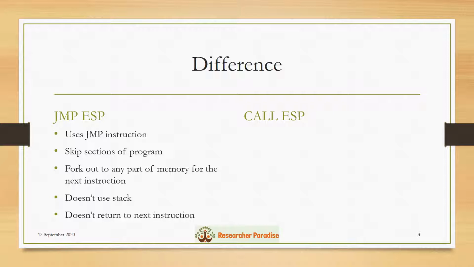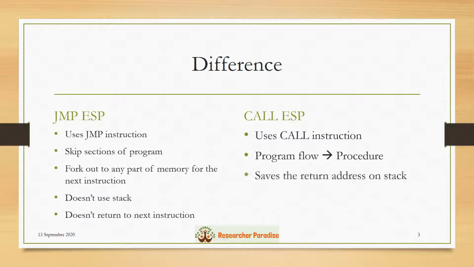Whereas in call ESP technique, a call instruction is used. The call instruction transfers the flow of the program to the procedure. It differs from a jump instruction because a call saves the return address on the stack. Thus, it uses the stack and it does return to the next instruction after call instruction, which must be executed.